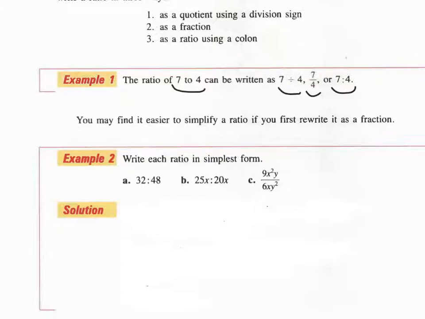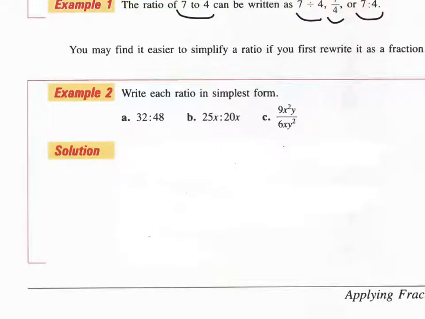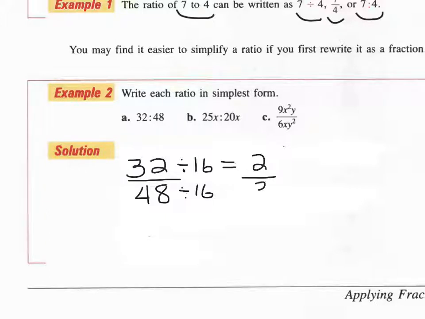So for each of these, they want you to simplify the ratios. So in example 2, I'm going to write them first as fractions, and then I'm going to simplify the fractions, because a ratio is a fraction. So we can take the 32 and write it over 48, and then I can reduce this. I can divide them both by 16 to simplify, and this ratio would simplify to 2/3. Keep in mind that these are equivalent fractions.